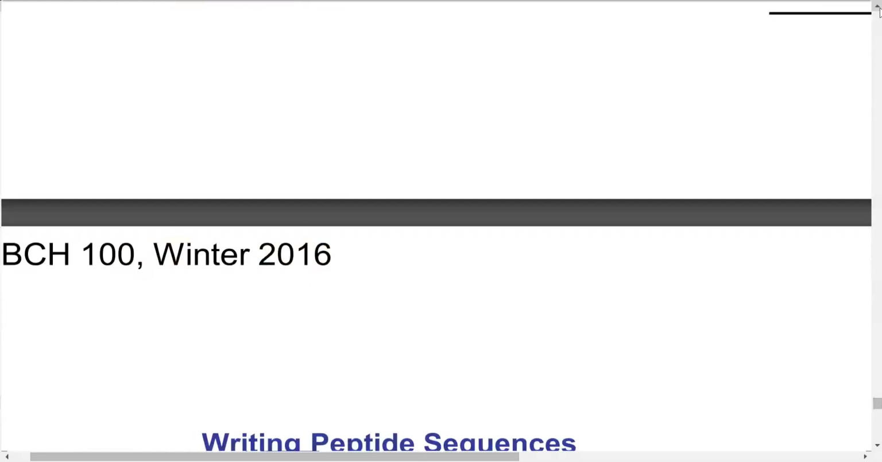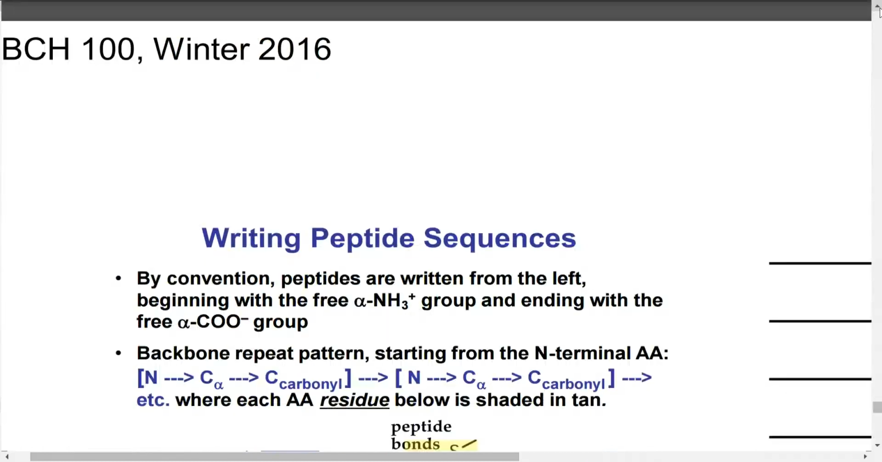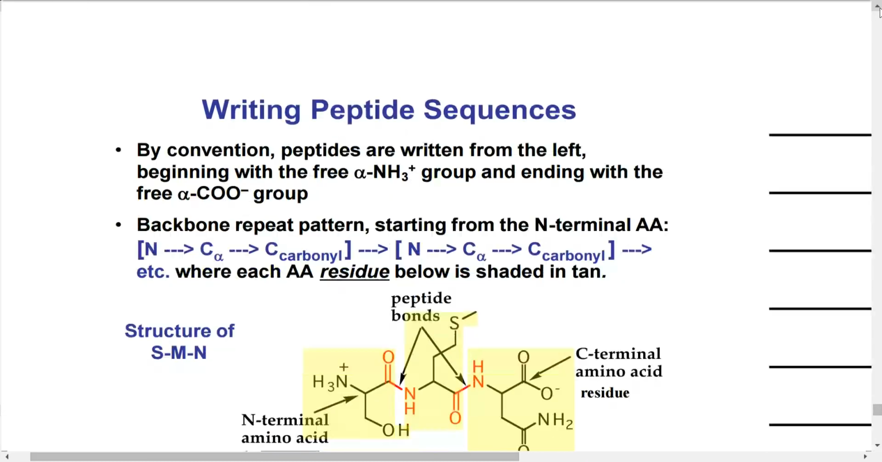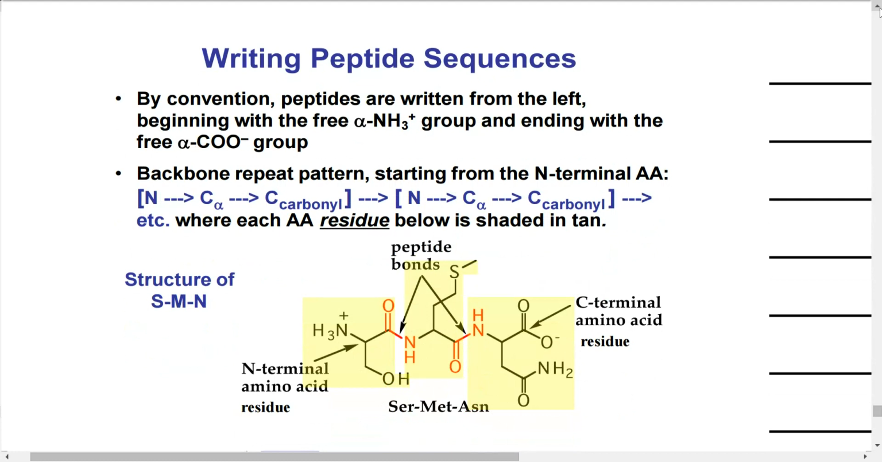Again, by convention, you write from the left, with the amino group on the left, ending with a free carboxyl group on the right. Again, it's an NCC repeated pattern, and between those amino acids we're going to have peptides.